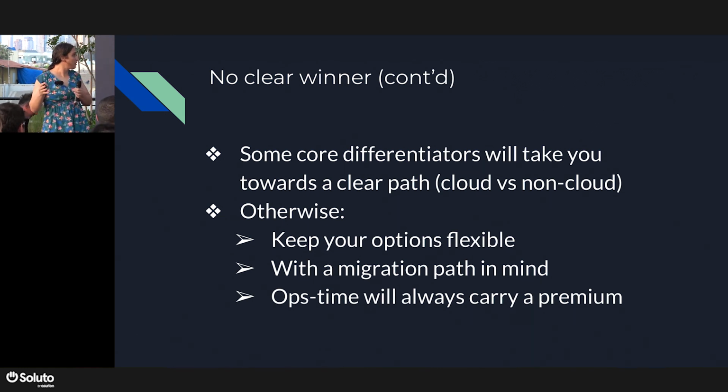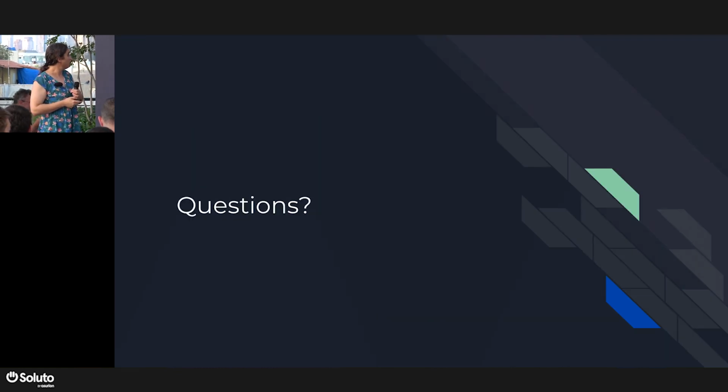So some core differences will take you towards a clear path. Let's say, for example, cloud native versus no-cloud, because you've just chucked away all sorts of stuff that you don't need. But otherwise, you want to keep your options flexible, keep a migration path in mind, try not to use specialized features unless you really have to, and keep in mind that ops time will always carry a premium. Even if you do have the competency, it's quite likely that it's not what you want your DevOps engineering to do at full throttle.